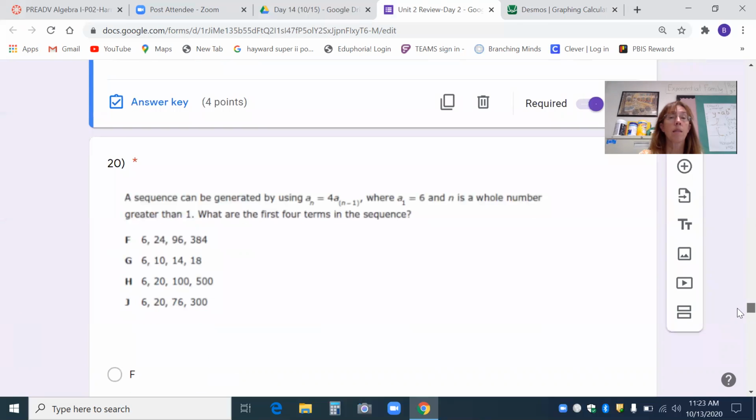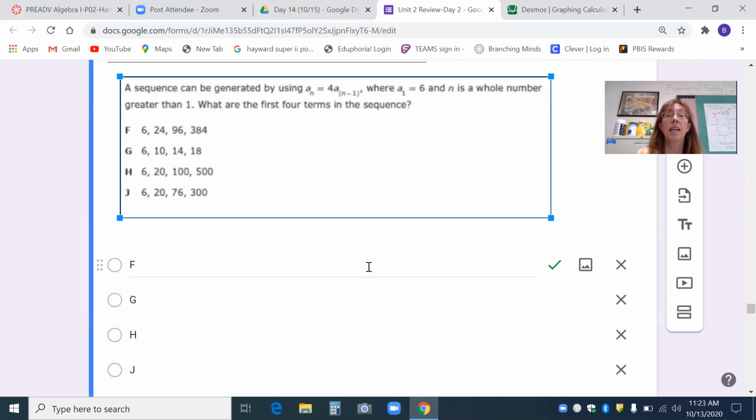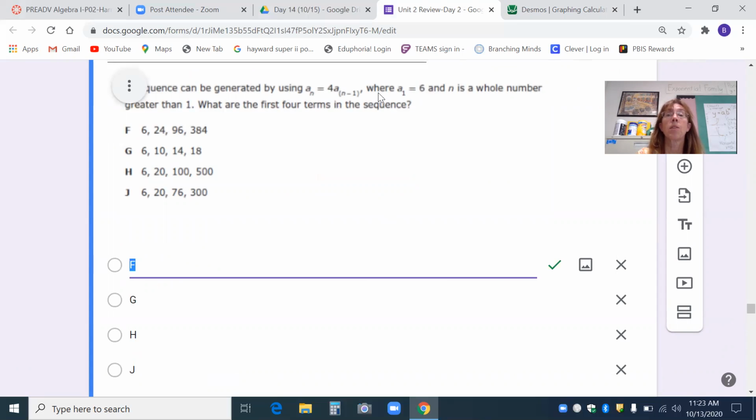Number 20, this is an interesting one. This is the recursive formula because it's a sub n and it's a sub n minus 1. If it's geometric, normally the formula is a sub n minus 1 times your r number, but they moved the 4 to the beginning, so it's still times 4. It's just that they moved it to the front instead of the back because order doesn't matter when you're multiplying. 2 times 3 is the same as 3 times 2. So don't be confused on this. They just moved it to the front. So you're multiplying by 4.